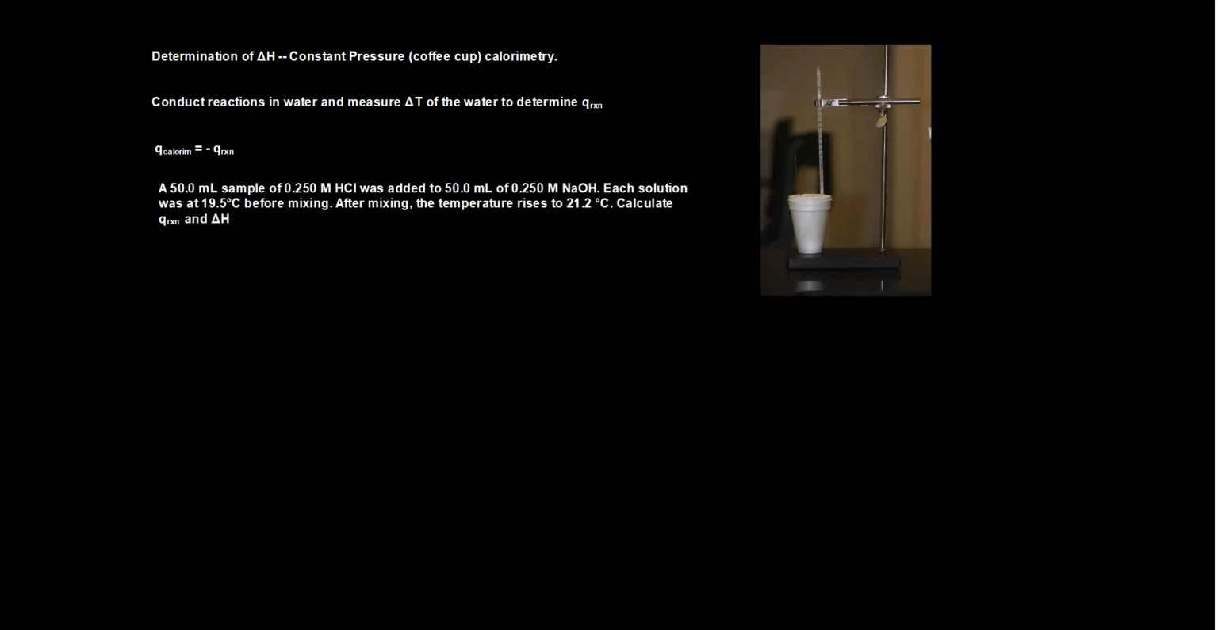We start with the solution at 19.5 degrees before mixing, and then we mix them together. The temperature rises to 21.2 degrees. So the delta T for this reaction is 1.7 degrees. We can write that out right here: the delta T is 1.7 degrees. And then we can calculate the heat of the calorimeter, which equals the mass times the specific heat times delta T.